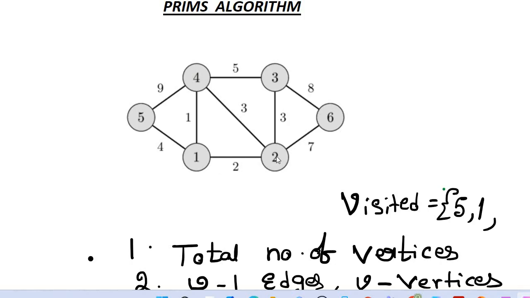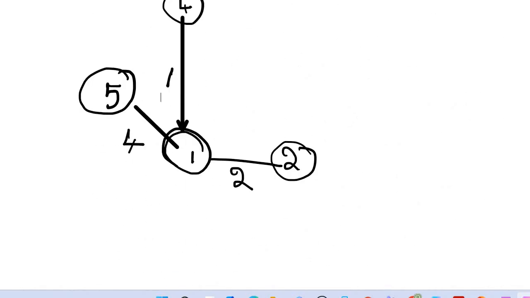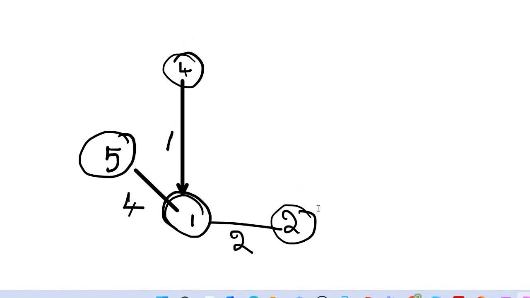Now 2 is connected to 3, 1, 4 and 6. 1 is already visited. Now I have 3 options, 2 to 4, 2 to 3 and 2 to 6. If I include 2 to 4, that is the least value 3, least cost weight, it will form a cycle. So I should not include it.